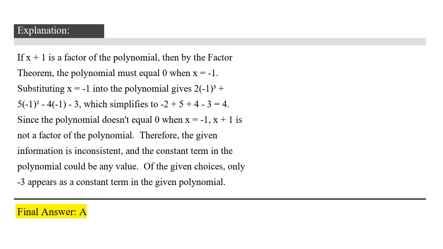The area of a circle is given by the formula A equals pi r squared, where r is the radius. The polynomial must equal 0 when x equals minus 1. Substituting x equals minus 1 into the polynomial gives 2 times minus 1.